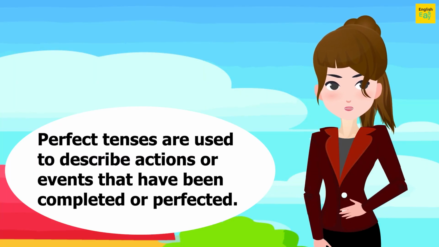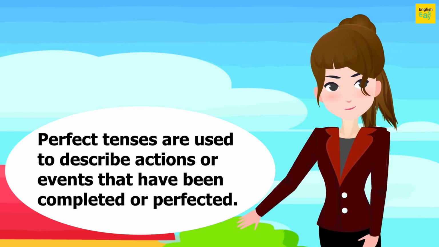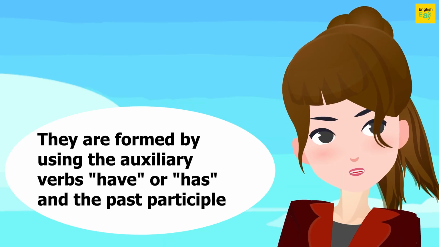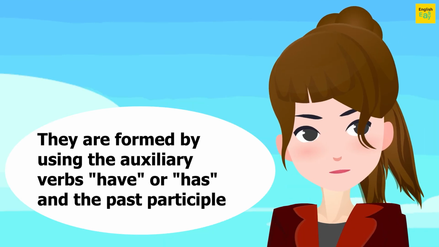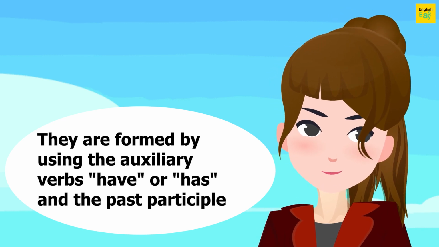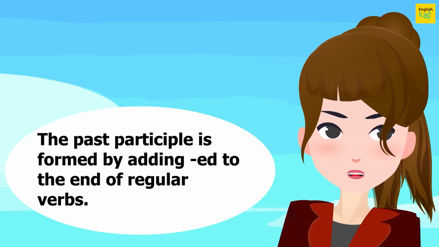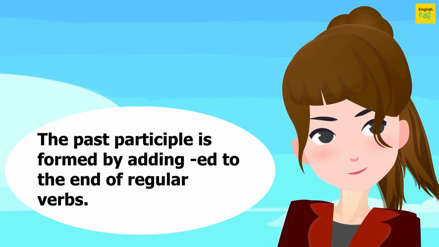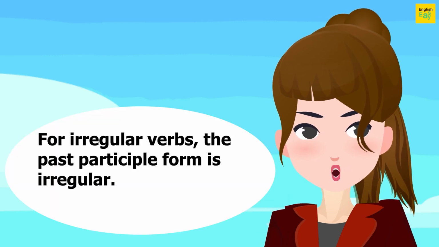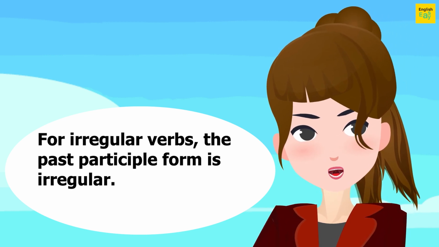Perfect tenses are used to describe actions or events that have been completed or perfected. They are formed by using the auxiliary verbs have or has and the past participle of the verb. The past participle is formed by adding -ed to the end of regular verbs. For irregular verbs, the past participle form is irregular.